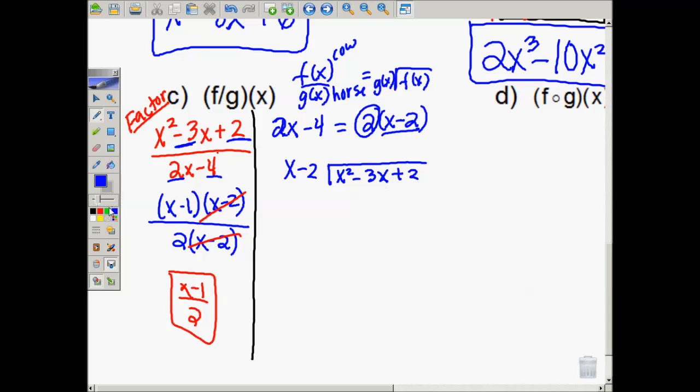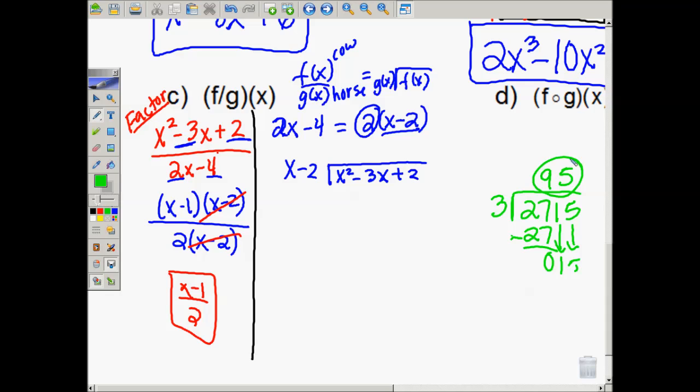Do y'all remember long division? Like if I had the number 3 into 2715. My goal is, can 3 go into 2? No. Can 3 go into 27? Yes. How many times? 9. I get 27. I subtract. I'm left with 0. Bring down 1. Can it go into 1? No. Bring down the 5. Can it go into 15? Yes. Remember long division?